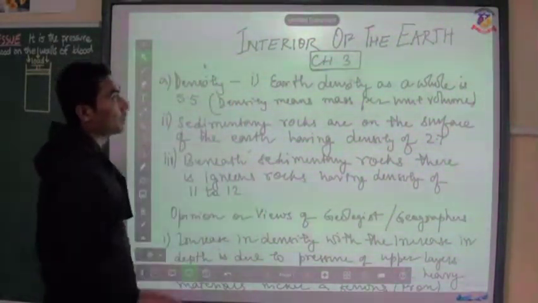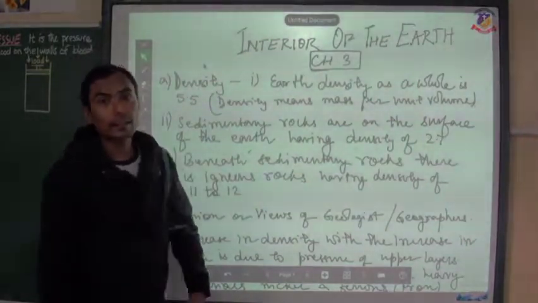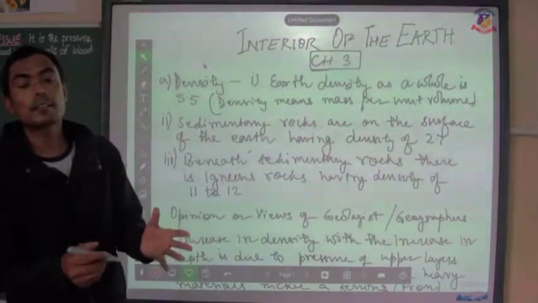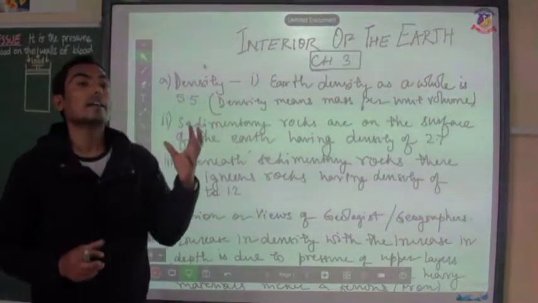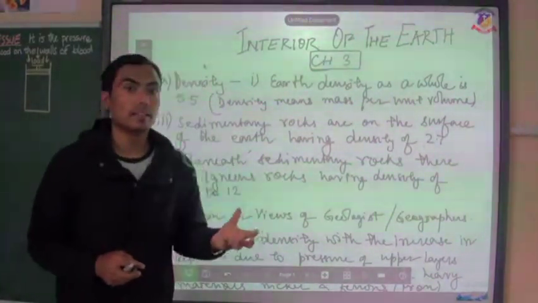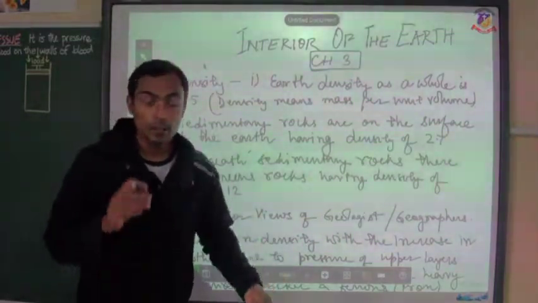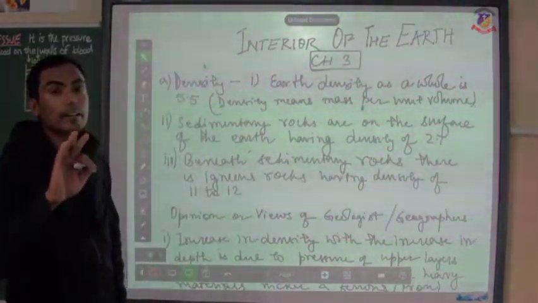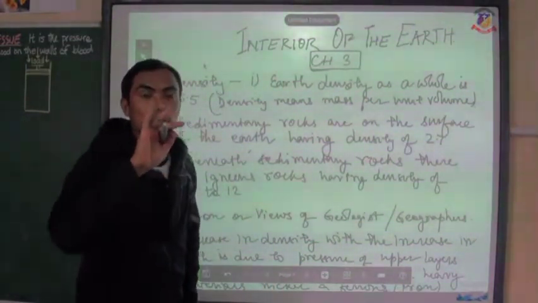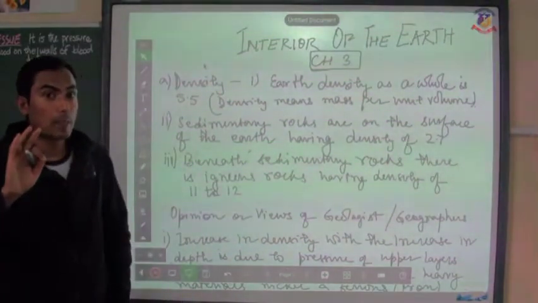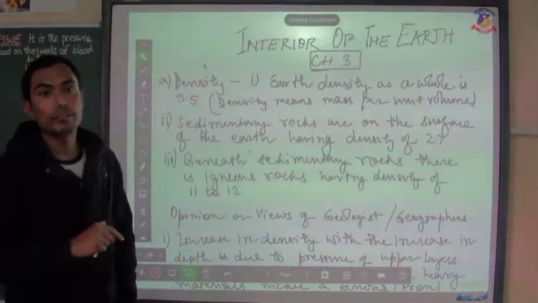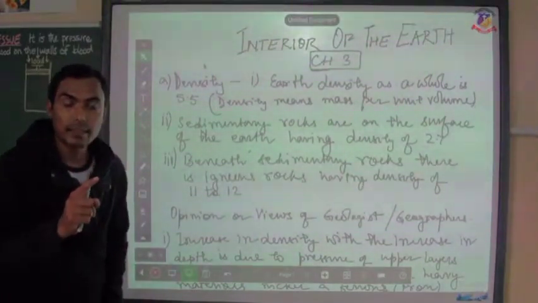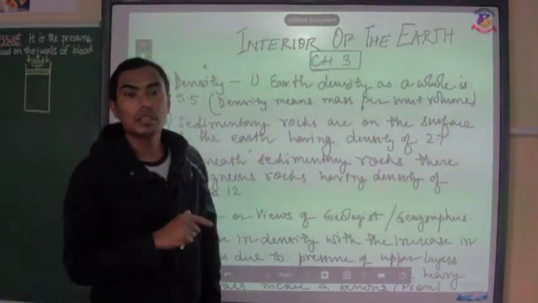So this chapter is the interior of the earth. Now if you look at the earth, it has been classified into 3 layers. It means the earth has been given the example of an onion, layer by layer. The earth is divided into 3 layers, that is the crust, mantle and the earth core. The crust is the uppermost layer of the earth on which we live. Then comes the mantle, then comes the core.